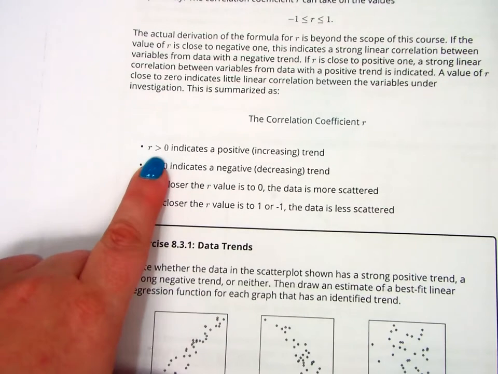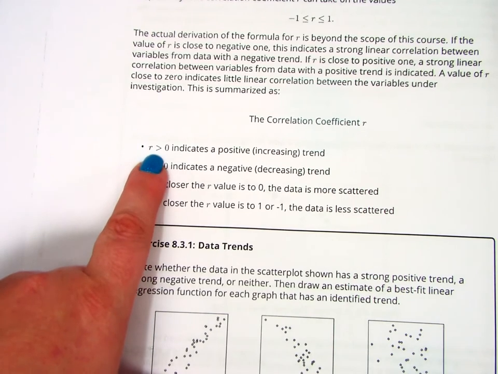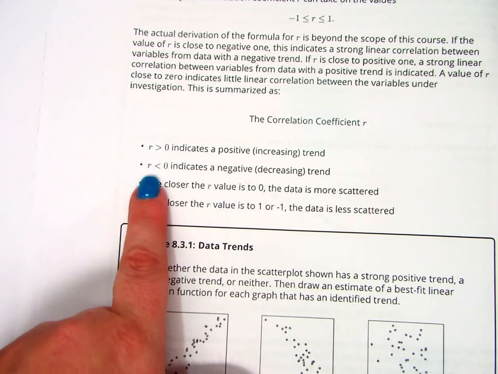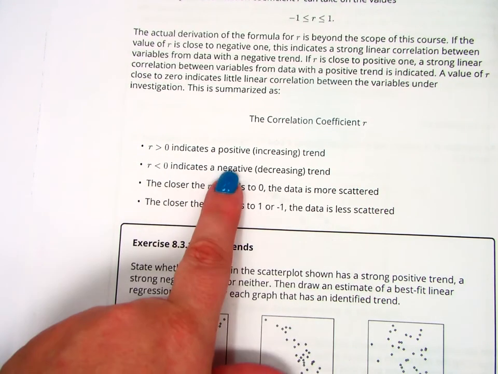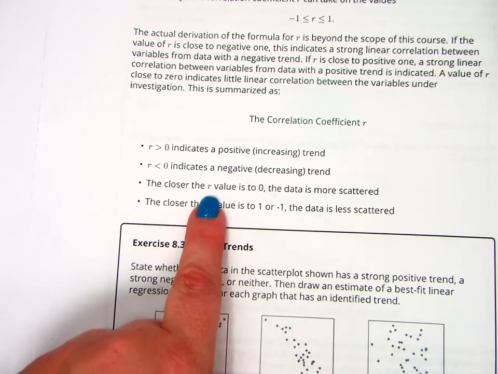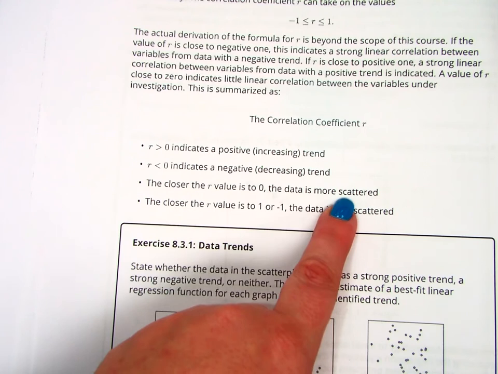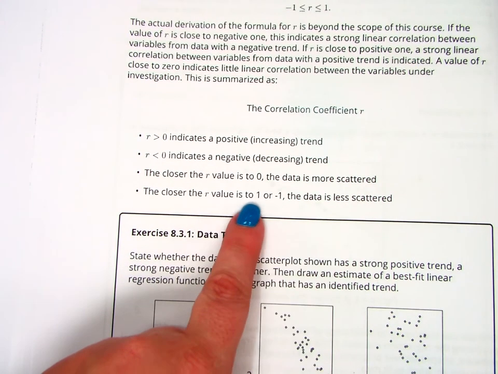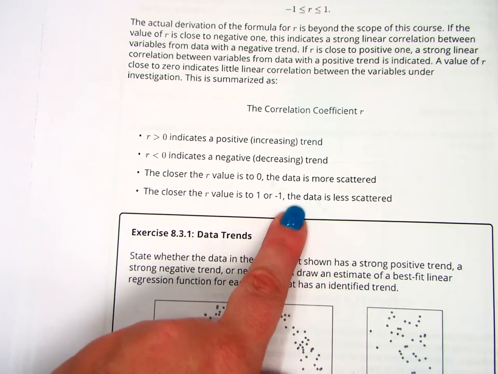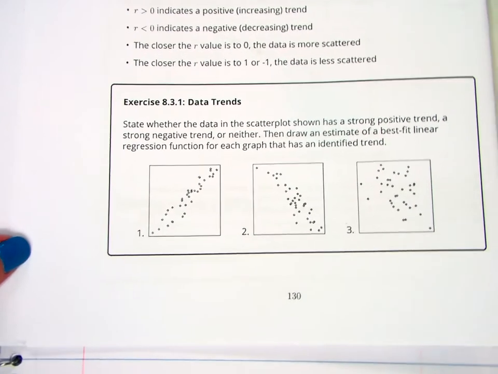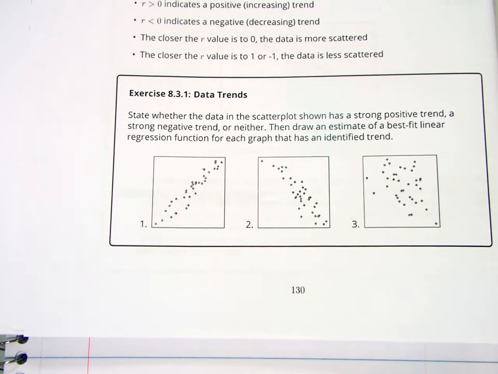Okay? So again, just to cover that, R greater than 0 is a positive trend, which means your data will be increasing. R less than 0 indicates a negative trend, so your data will be decreasing. And then again, the closer you are to 0, the more your data is scattered, the weaker your relationship. And the closer your R is to 1 or to -1, the data is less scattered, you have a stronger relationship.